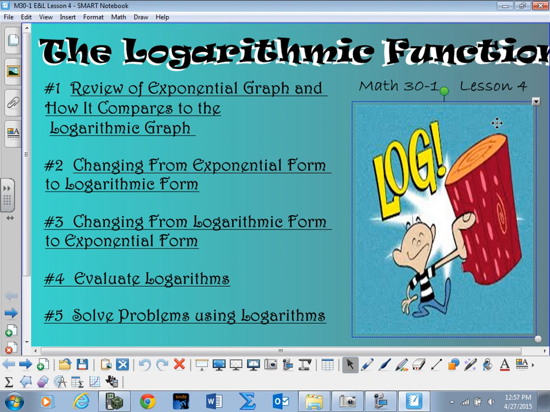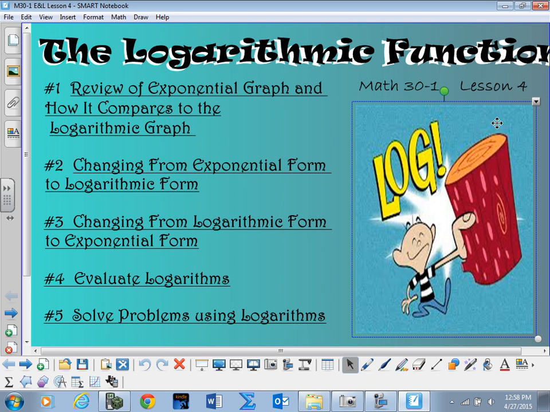Guys, welcome to lesson number 4, the logarithmic function. So I'm going to go through this pretty quickly. Please take your time, pause, stop, rewind, whatever you need to do. This is so important that you take your time on this lesson. I'm going to go through it pretty quickly, but you can go through it much slower.